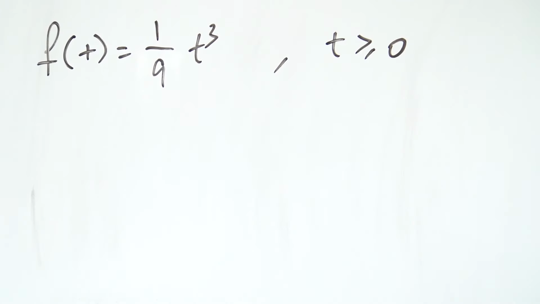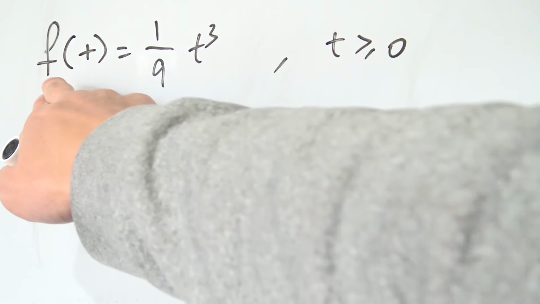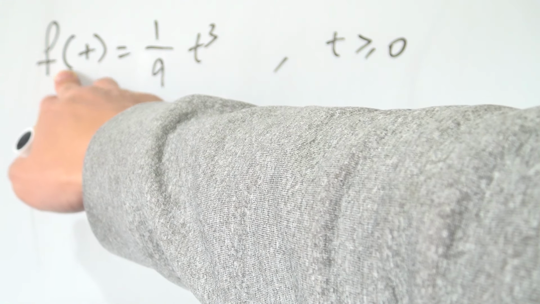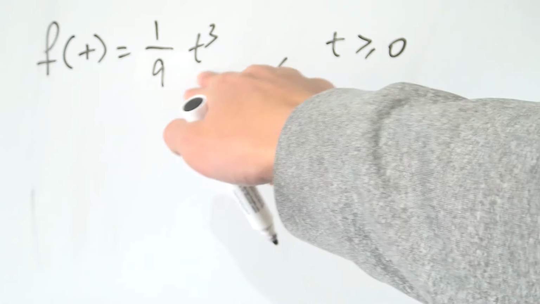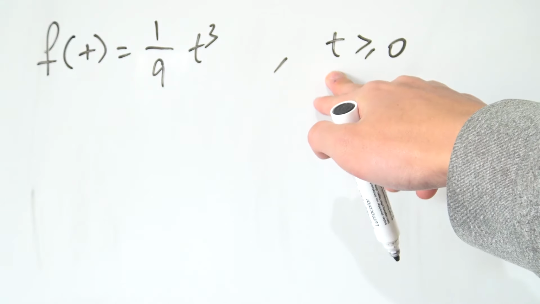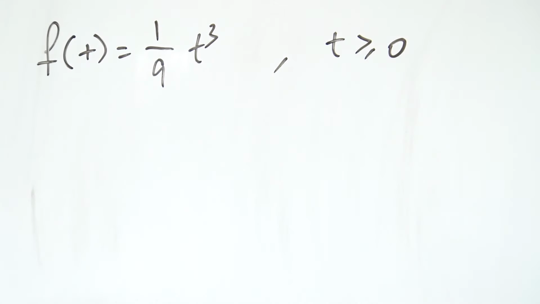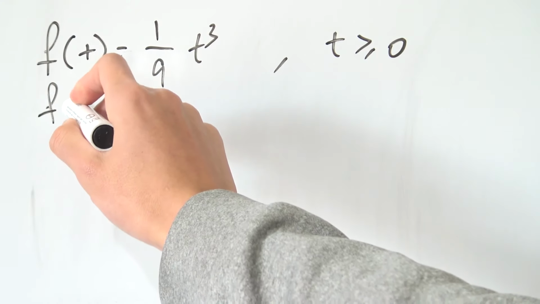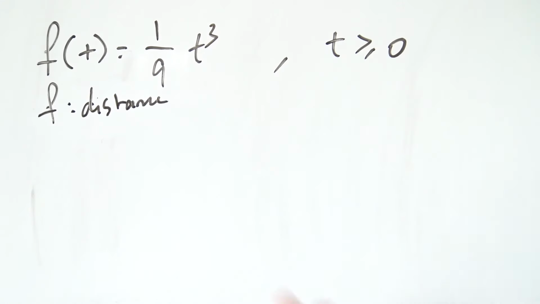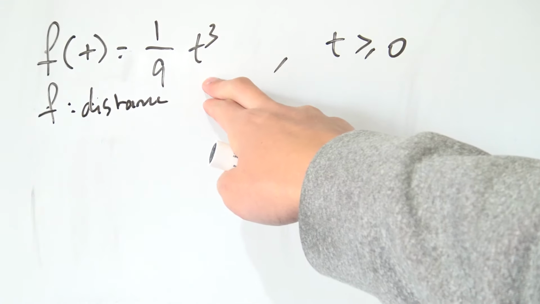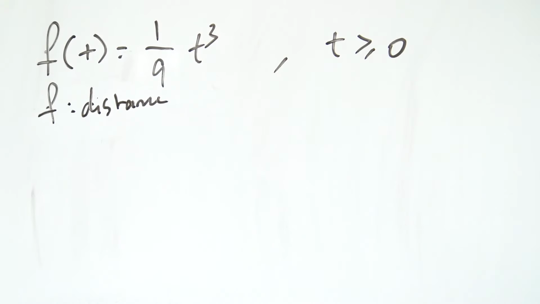Alright, so for the next example, imagine we have some car, and its displacement, or the distance it has traveled, can be modeled by this function f right here. So we have f of t being equal to 1/9 t cubed, where our t, or our time, is greater than 0. So remember, as I said before, f will give us the distance. So this function, depending on what time we choose, if we plug that time into this function, we're going to get out another number that tells us how far we've traveled.